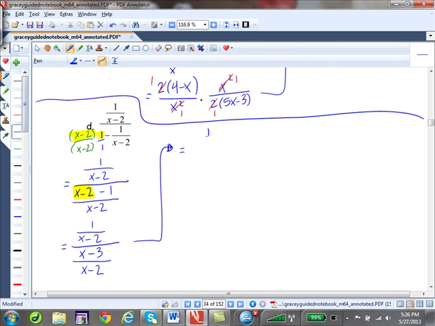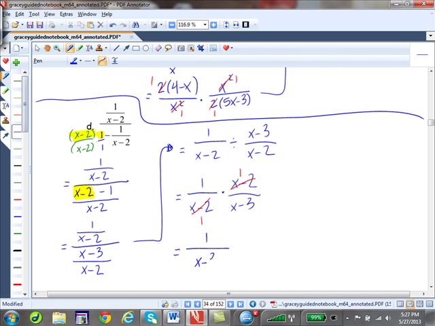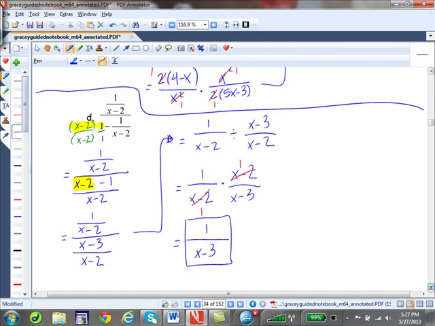That turns into the division problem, 1 over x minus 2 divided by x minus 3 over x minus 2, which we can then invert and multiply. So the x minus 2's will divide out, and we'll be left with 1 over x minus 3. Don't forget to put the 1 over. Remember, 1 times 1 is 1. That's a common mistake I see on exams. Alrighty.